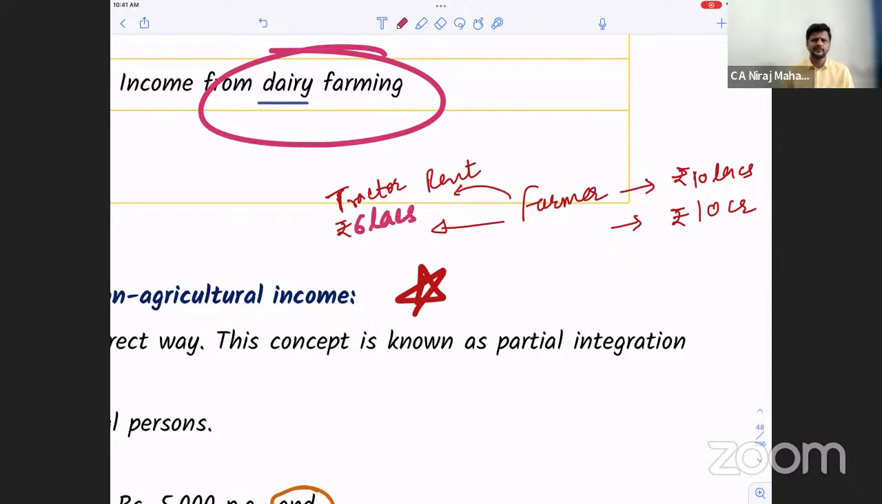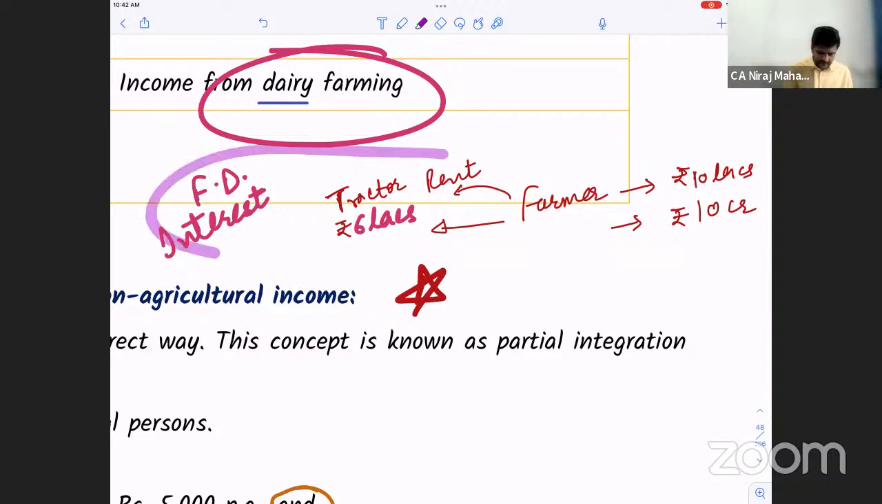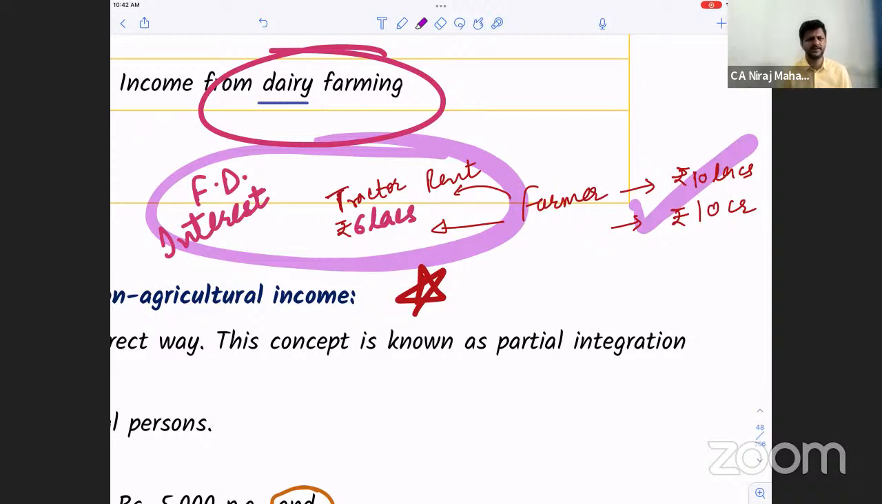Forget tractor rent. There can be FD also, fixed deposit interest, dividend income, house property rent income, some other business income. Or even the apportionment between agri and non-agri. And if that non-agri goes more than the basic exemption limit, then there is integration happening, a mixture of both. So if the non-agri income is more than the basic exemption limit, and agri income is more than just 5,000 rupees per annum, we have to tax both of them. We have to merge both of them.